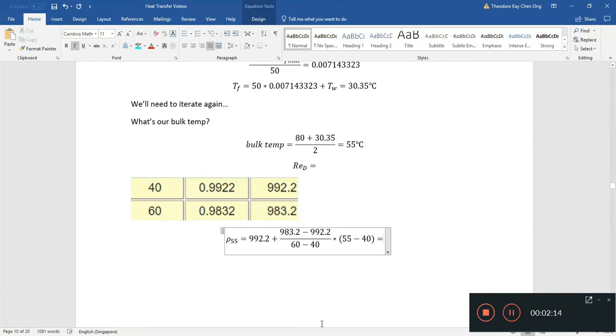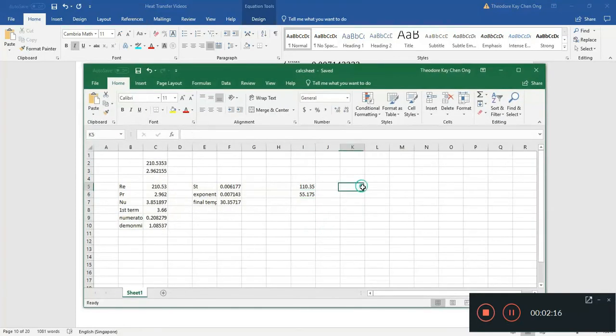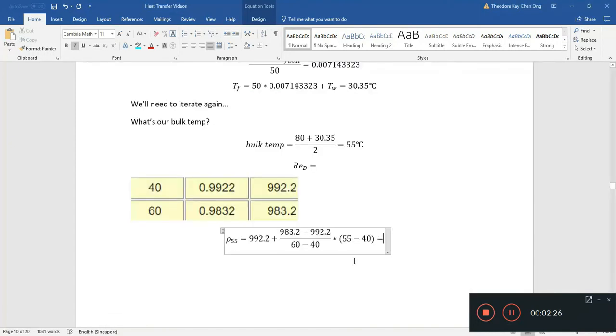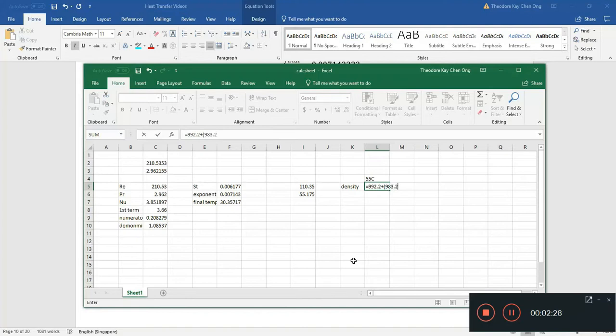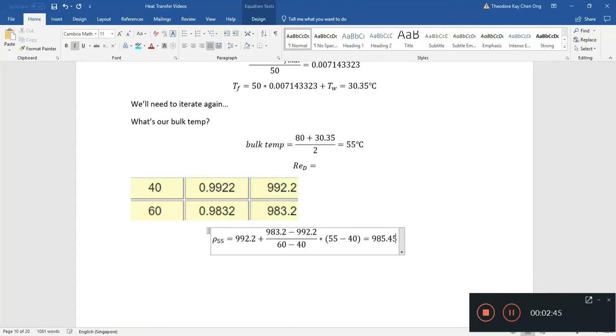So, quick calculator. Density at 55 C equals 992.2 plus 983.2 minus 992.2 divided by 20, times 15, and you get 985.45.